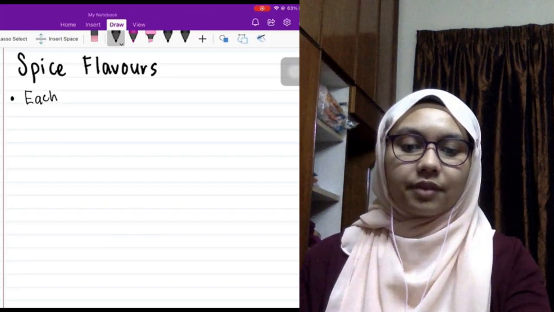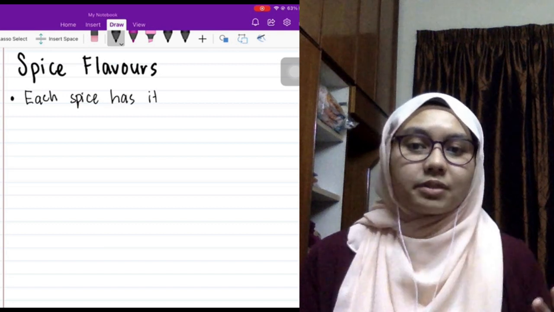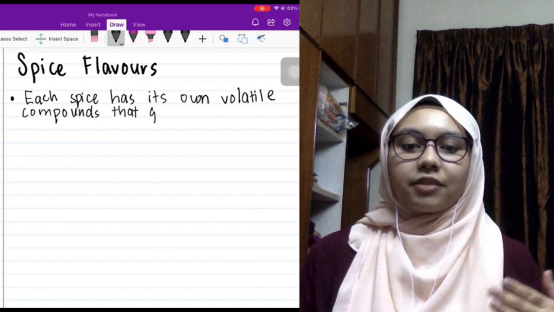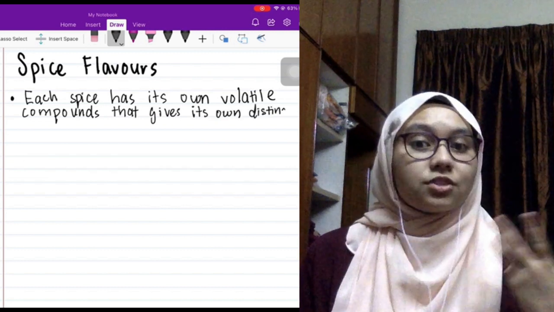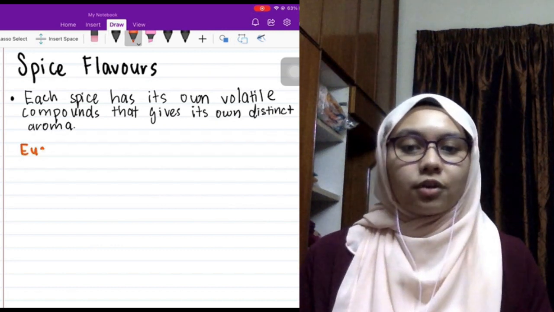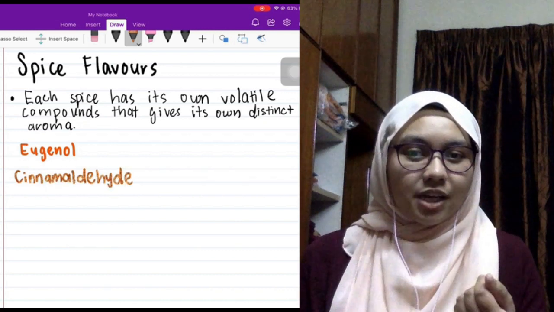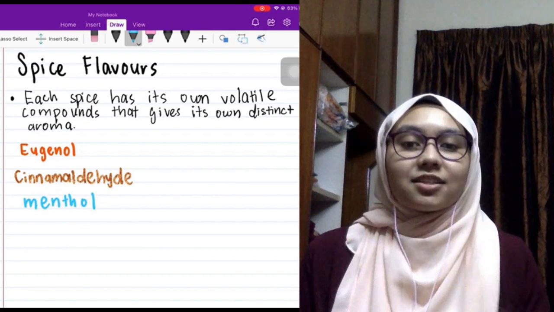Next, we have spice flavors. Spice flavors, not spice as in spicy, but spice as in cardamom and star anise, have their own volatile compounds that give them that distinct aroma. For example, we have eugenol for cloves, cinnamaldehyde for cinnamon, and that cooling taste that you have on your tongue when you eat mint candy, that's actually menthol.